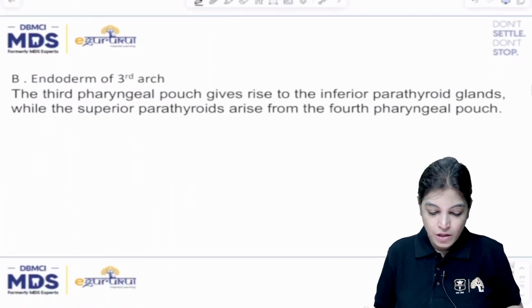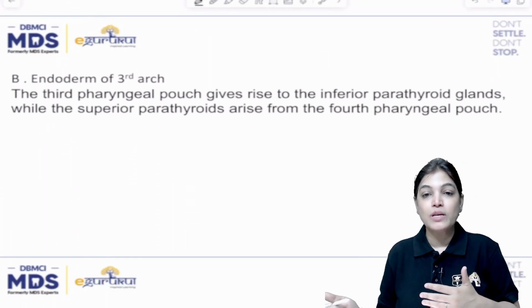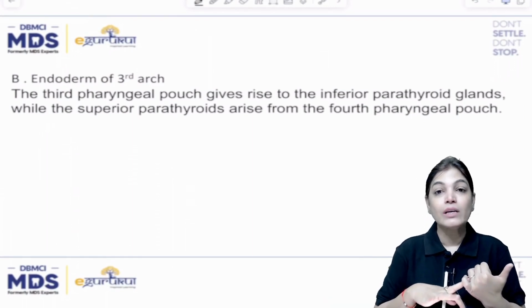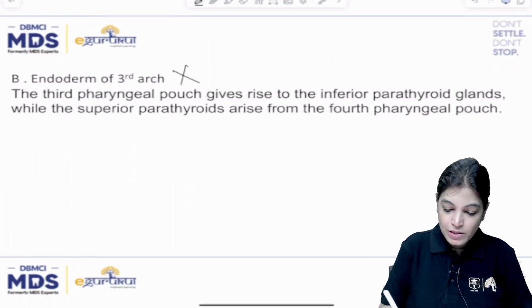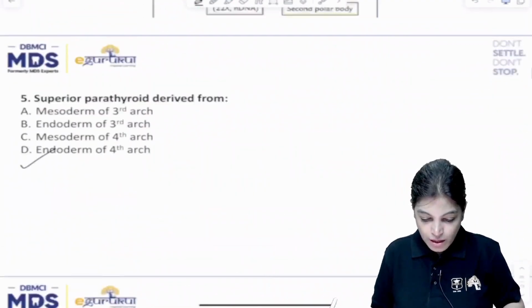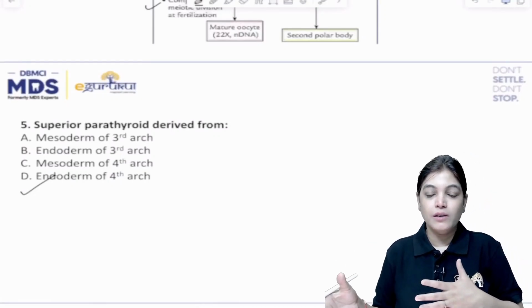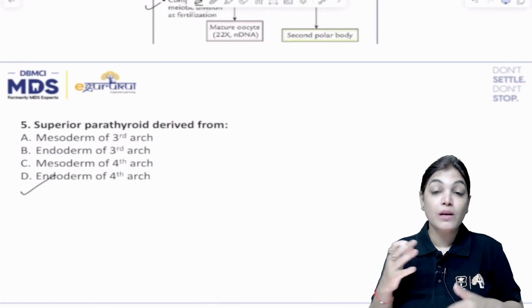Endoderm of third arch, if we talk about endoderm of the third pharyngeal pouch, it is giving rise to the inferior parathyroid gland and the thymus gland. I think that was not asked, so it is also wrong. What was asked was fourth. What was asked was superior parathyroid gland. That means it is the superior parathyroid gland which is derived from the endoderm of fourth arch.